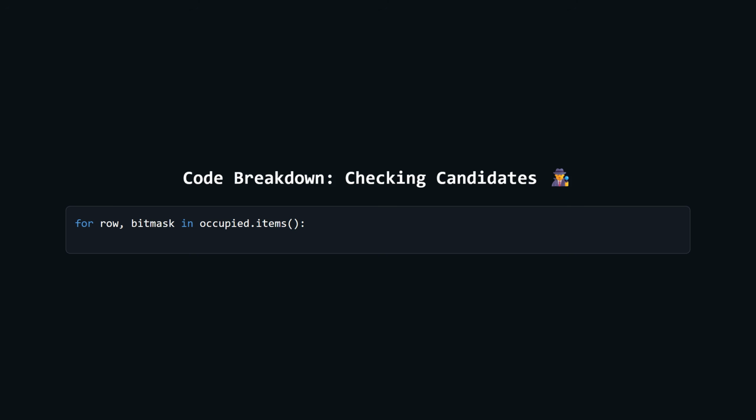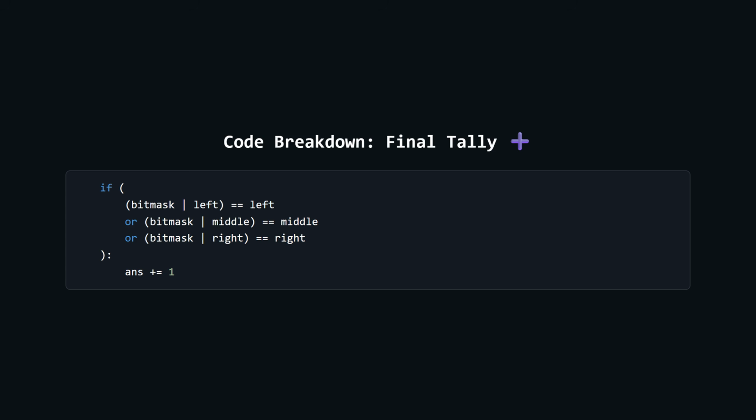Finally, we iterate only through the rows that had at least 1 reservation. We already know these rows can hold at most 1 group, never 2. We use a neat bitwise trick. By using the OR operator with our left mask, we are basically saying, are all the seats for the left block completely empty? We check the left, middle, and right blocks. If any single one of them is empty and valid, we add 1 group to our total answer.